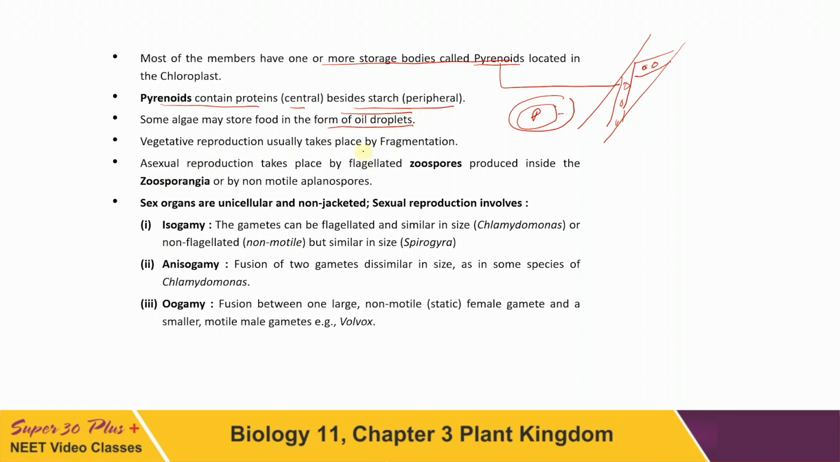Vegetative reproduction is by fragmentation. This is the filamentous algae, either branched or unbranched. By movement of aquatic animals, it may be broken into fragments. Each fragment is able to grow into a new plant.